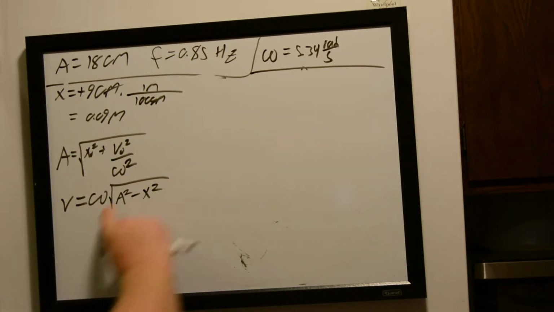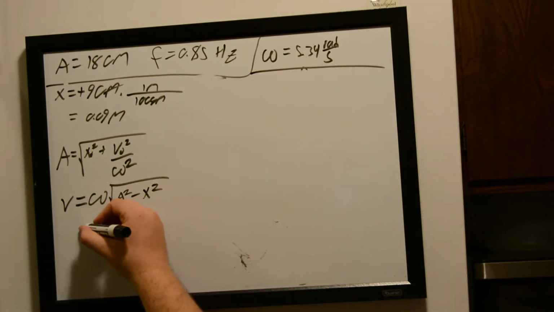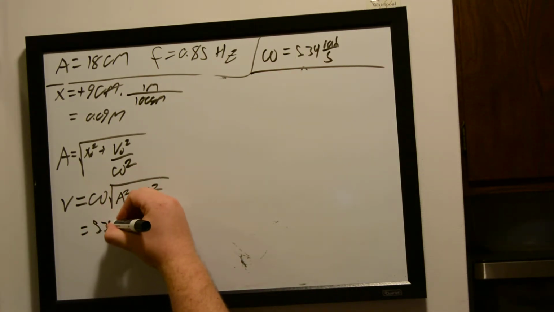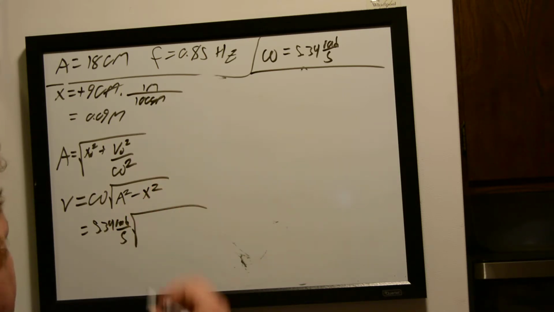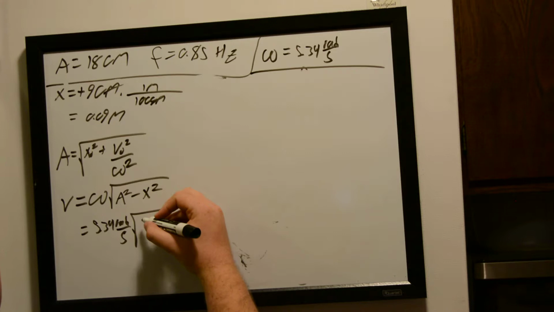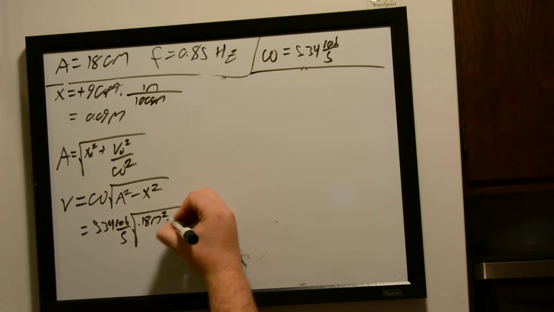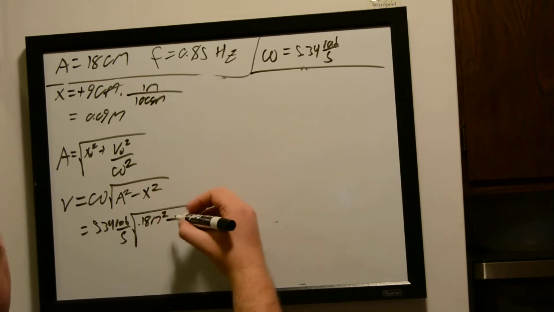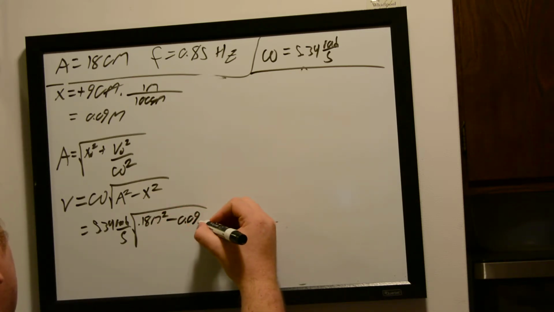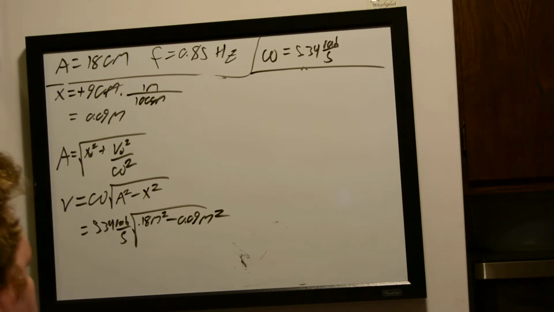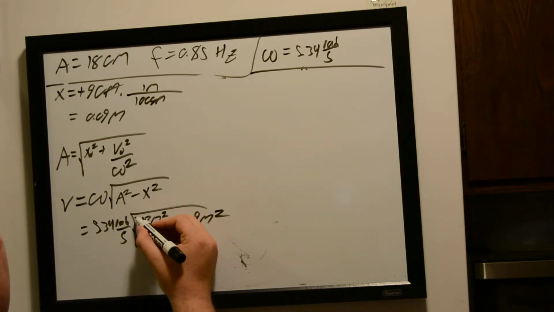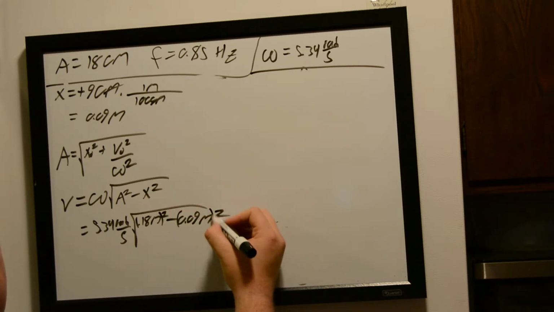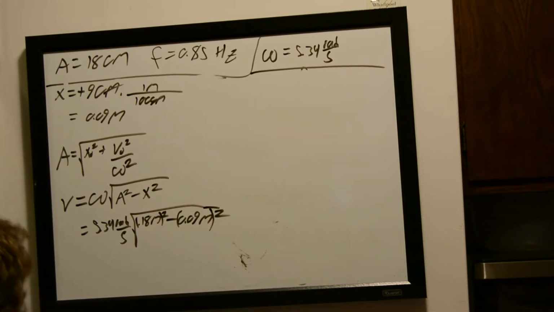We know our angular velocity from part A as 5.34 radians per second times the square root of our amplitude, which is 0.18 meters squared, minus our position, which is 0.09 meters squared. So now, I should probably do that so it's more clear.